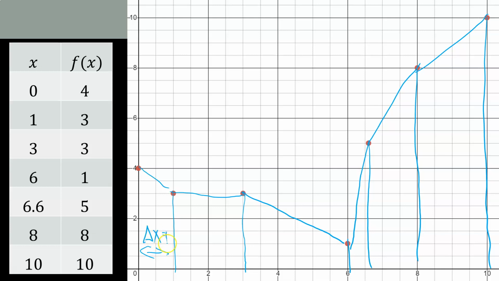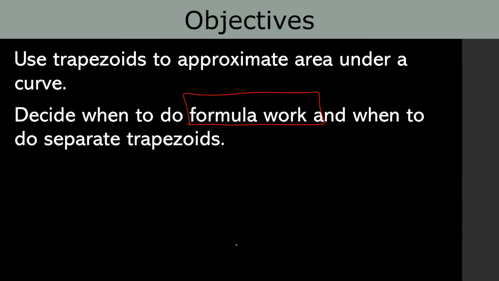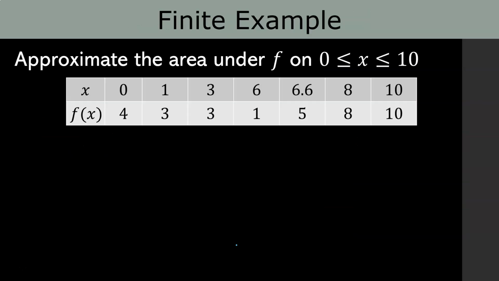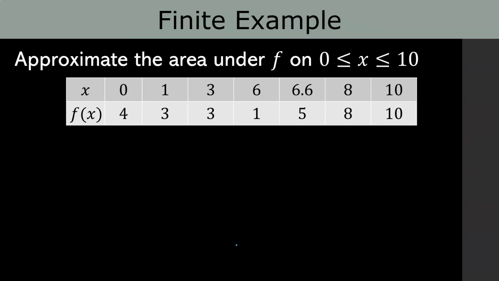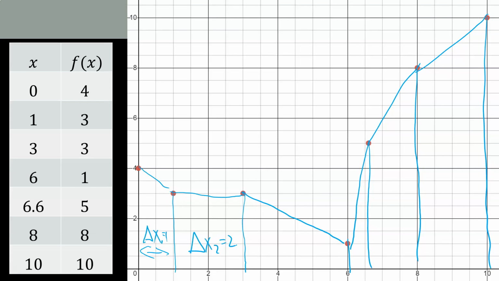So the change in x here, let's call that change in x1, is 1, and the change in x here is 2. One of the objectives was to decide when to use the formula and when to do separate trapezoids. Students will think formulas always work. Well, kind of. The formula for the area of a trapezoid always works, but the formula we're going to get to at the end of this only works if you're using the exact same widths, multiplying by the same width every time.